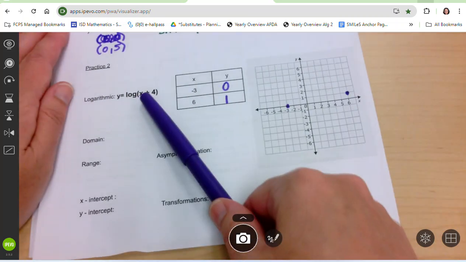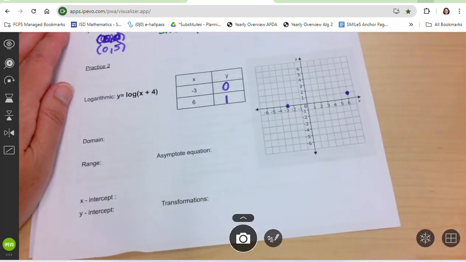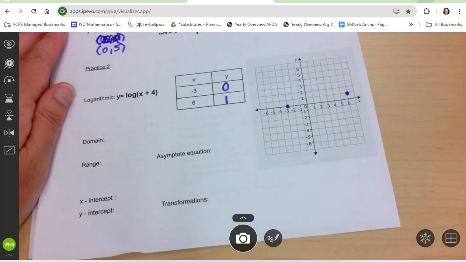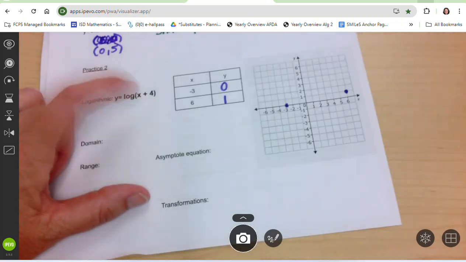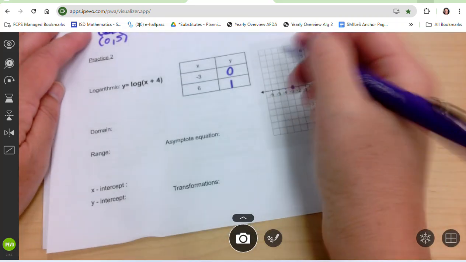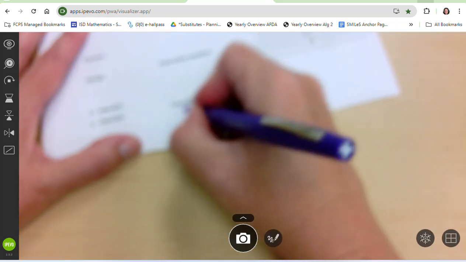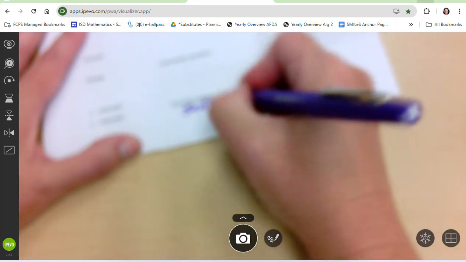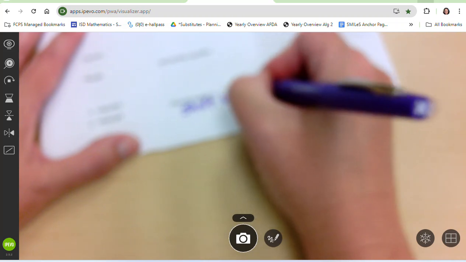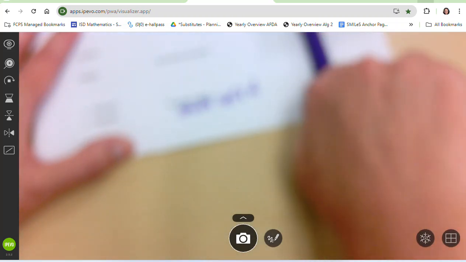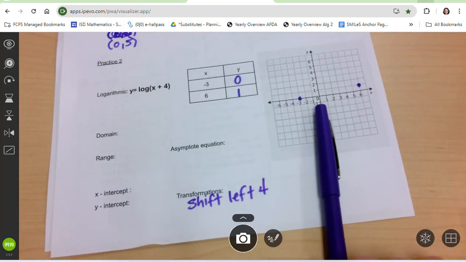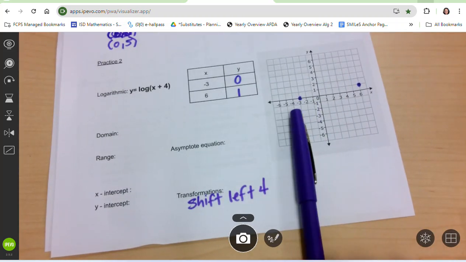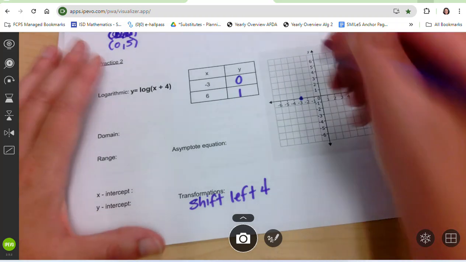And then this time the plus 4 shifts me which direction? Remember, it looks like it should be right, but it's actually what? Left. Yeah, left, right is a tricky one. So I'm transforming by shifting left 4. So my asymptote that was at x equals 0, sorry, it just went out of focus, my asymptote that was at x equals 0 shifts left 4, so it's going to be at x equals -4.